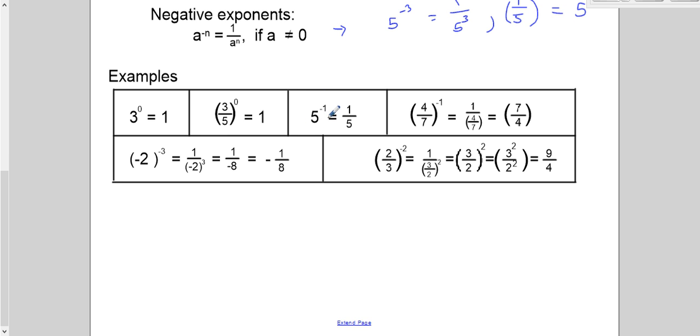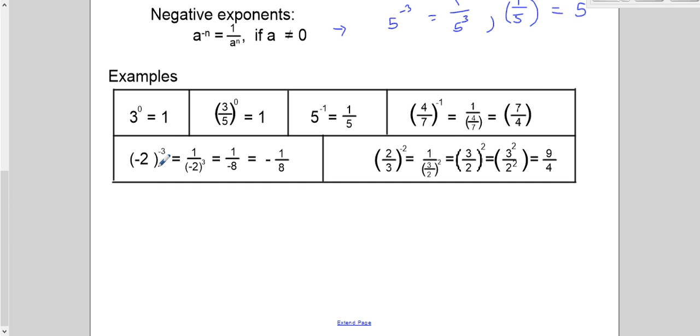If I have 5 to the negative first, that is 1/5. If I have a fraction with a negative exponent, that's going to be the reciprocal. The reciprocal of a fraction is to say put the top on the bottom and the bottom on top. So you're just switching these. The reciprocal is 7 over 4. And with an exponent of -1, my exponent now is +1.